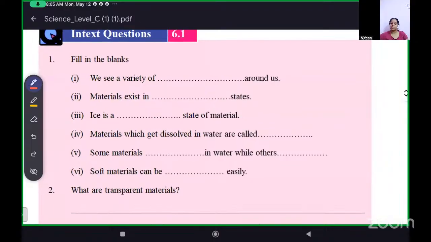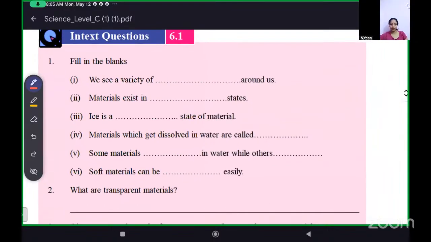Okay, let's do 6.1. The first one, we see a variety of dash around us. Materials. Yes, Emma. Okay. Next one. Materials exist in dash states.